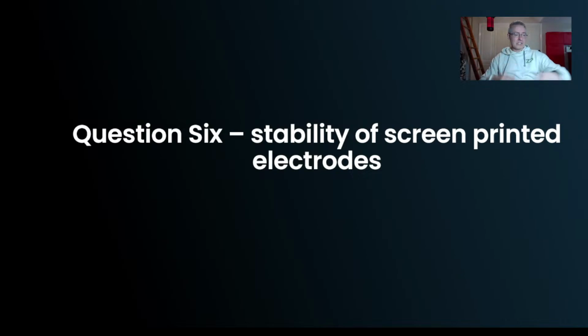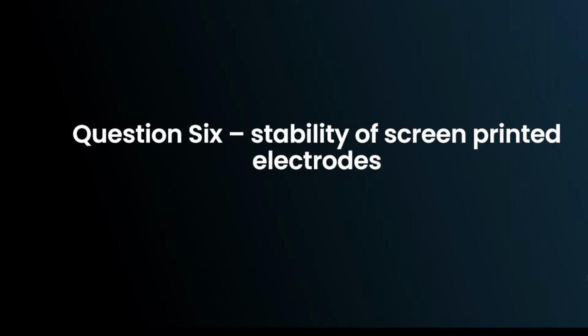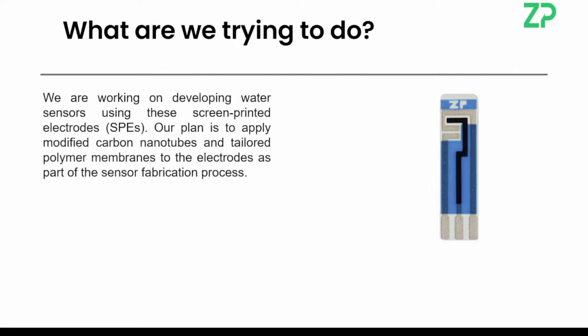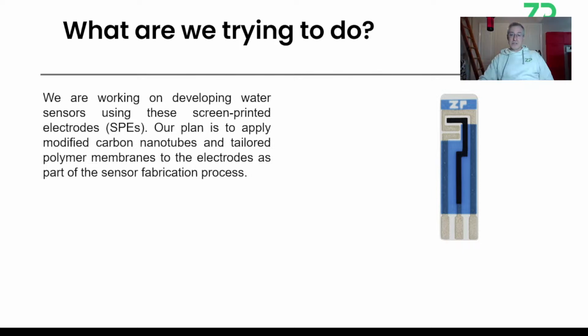Okay, so at ZP we try to make a really reproducible screen printed electrode, and today I'm going to talk about stability. So let me just jump into this a little bit more and say, what are they trying to do? So somebody's trying to use, and I appreciate them doing this, by the way, because they're actually using a ZP screen printed electrode, and they're trying to make a sensor from it. So thank you very much.